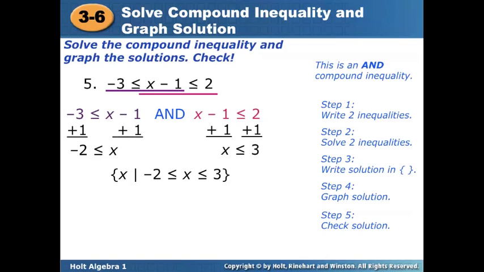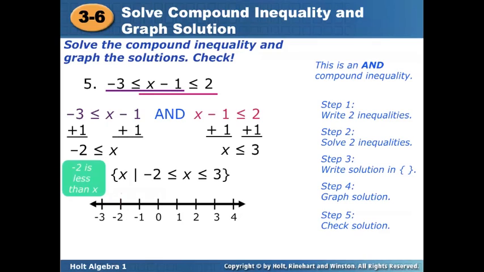Graph the solution on a number line. Show one less than your smallest and one greater than your largest. Feel free to skip count if necessary. However, in this problem, negative 2 to positive 3, there's not many values in between, so you can just show every number. It is a closed circle on both the negative 2 and the positive 3.